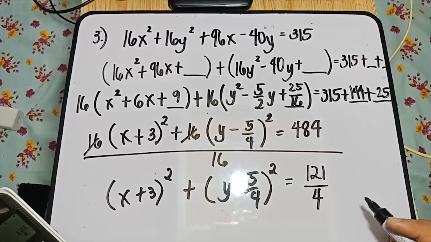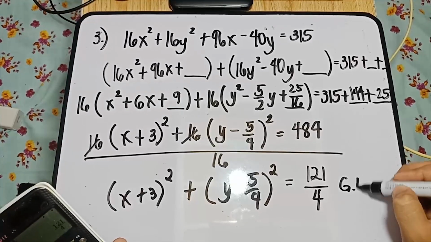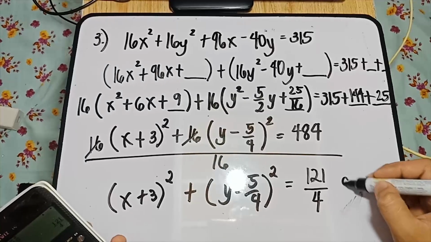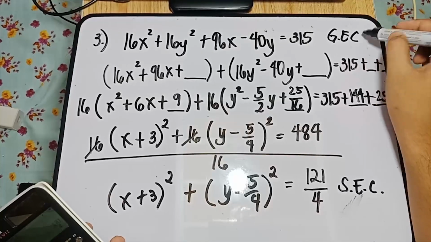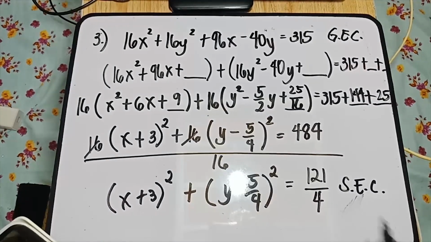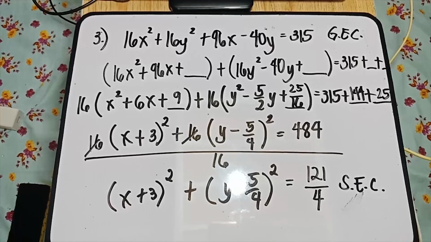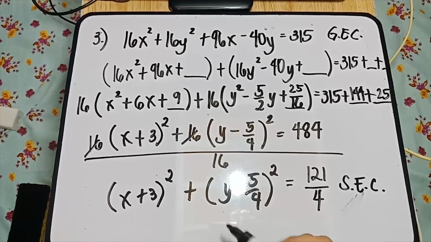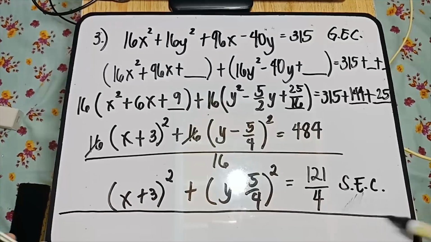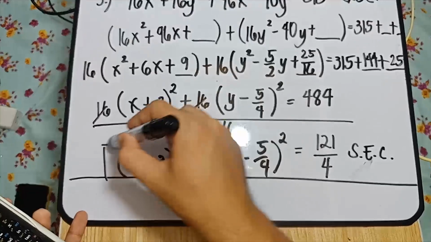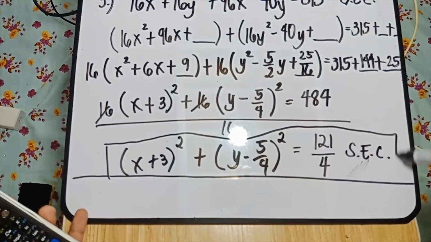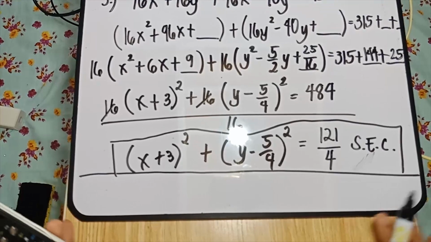Ngayon, eto na yung ating general form, na i-transform natin sa standard equation of a circle. Ngayon, paano kung required kuhanin yung center and radius? So, nakuha na natin yung ating standard form. So, ang kailangan na lang natin ay yung center at yung radius.